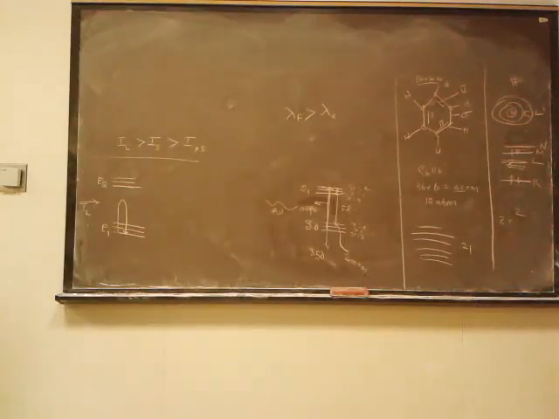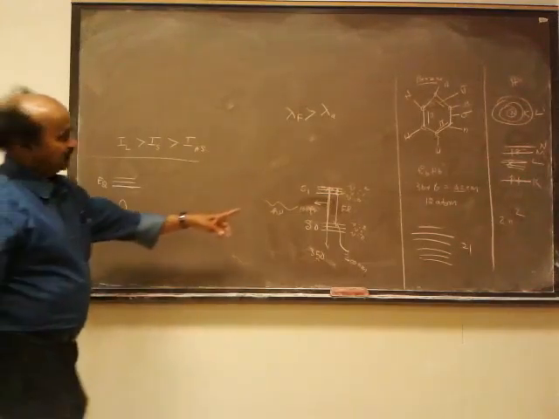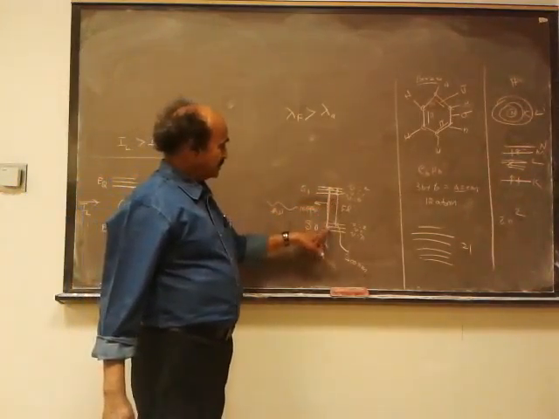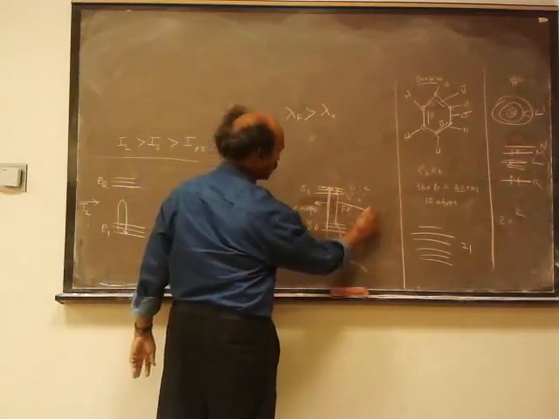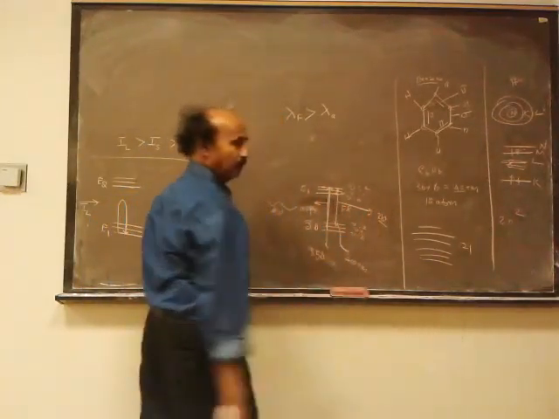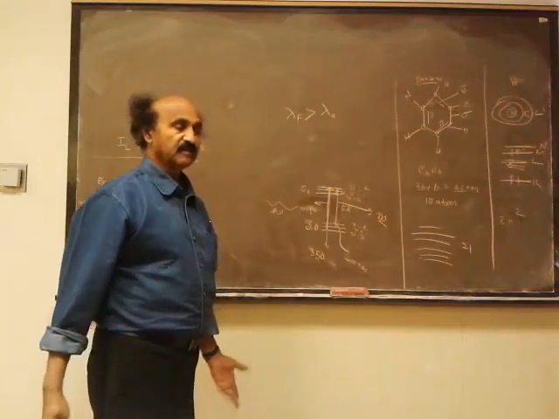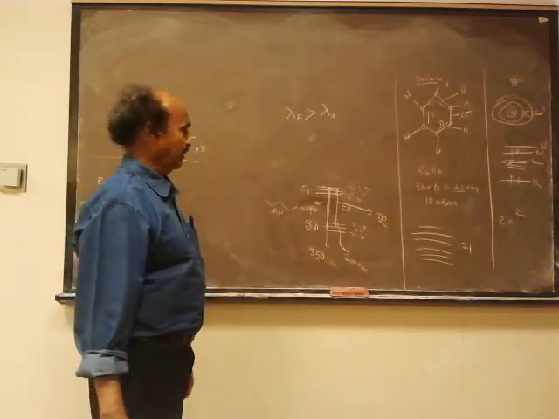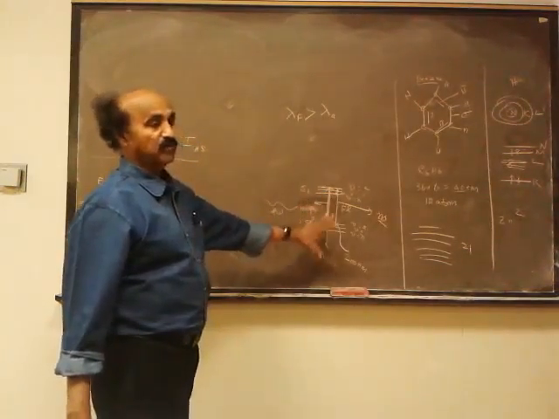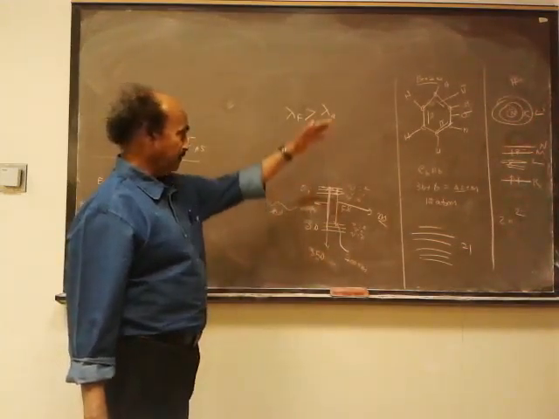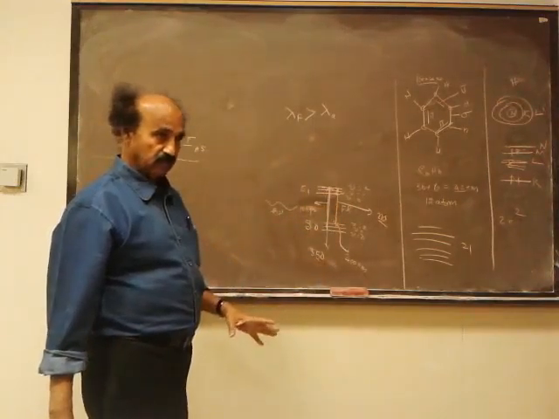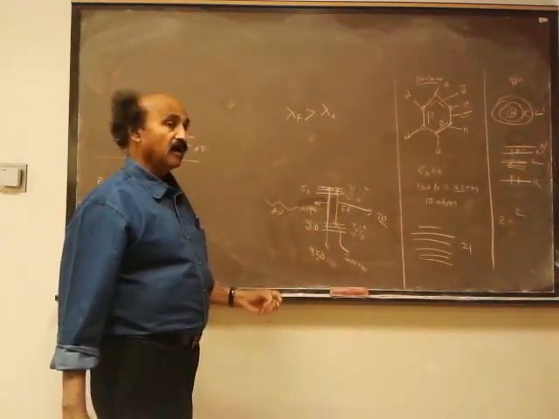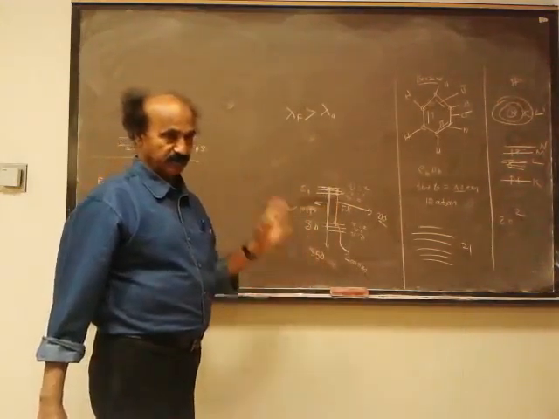Now, next point. This fluorescence takes place within a time of about a nanosecond, 1 or 2 nanoseconds, 5 nanoseconds. This is true for most of the gases, and liquids like benzene, and also true for some solids.